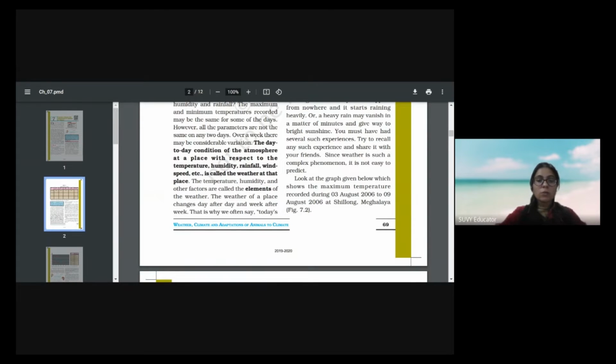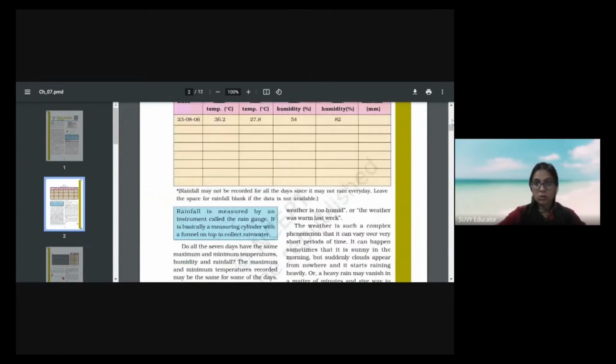The weather of a place changes day after day and week after week. That is why we often say today's weather is hot or today's weather is not hot. Suppose it is too humid, humidity is very high. It is a very hot weather today. It is a rainy weather today. So weather can change day to day, week to week, or month to month. That is why there is a weather report on the news and in the newspaper. It will keep you prepared for the upcoming weather.